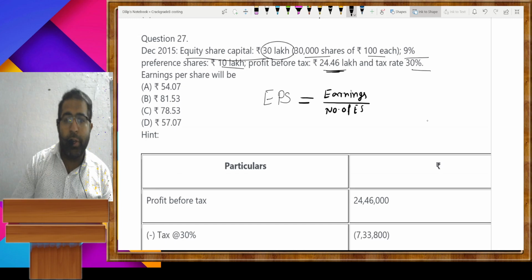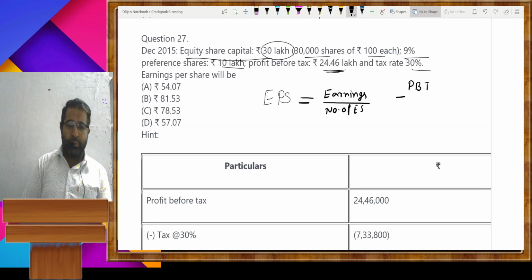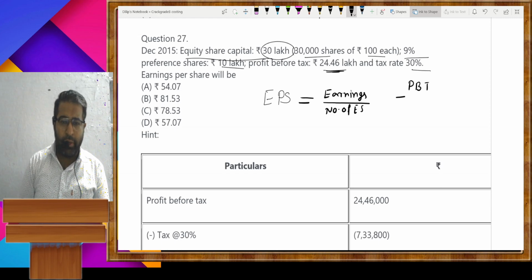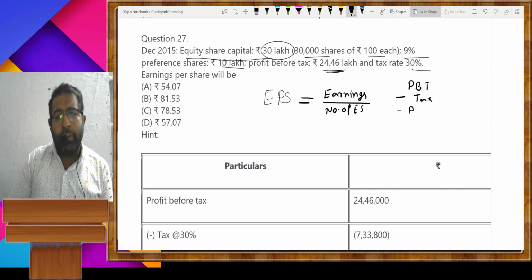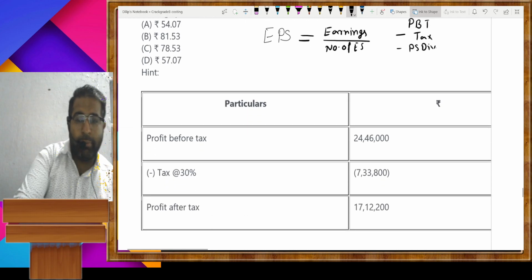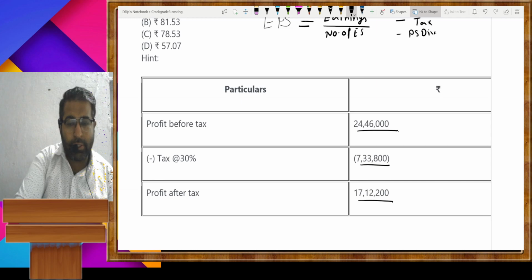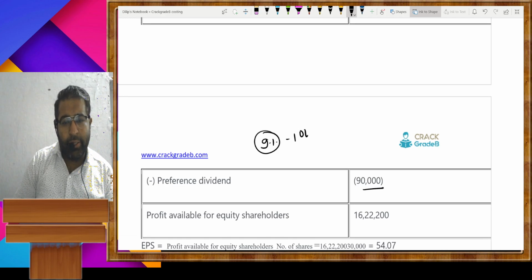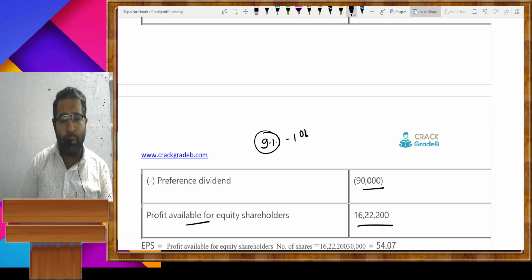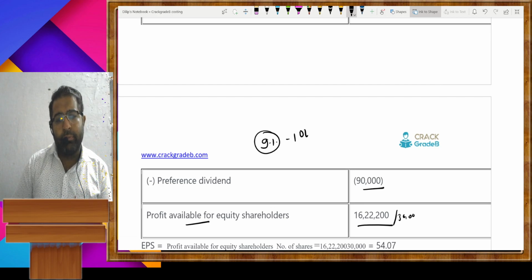Now, how is the earning calculated? From the profit before tax, we have to deduct tax, then preference share dividend. And the same is done here. Total profit less tax 30% is profit after tax. From this, preference share dividend 9%: 10 lakh at 9% is 90,000. So it is profit available 16 lakh 20,200 divided by number of equity shares, that is 30,000. Okay.